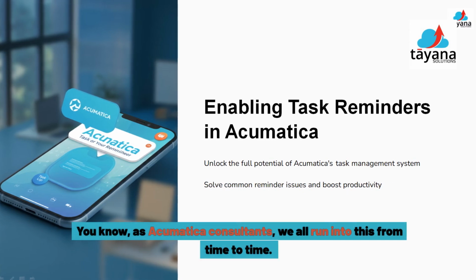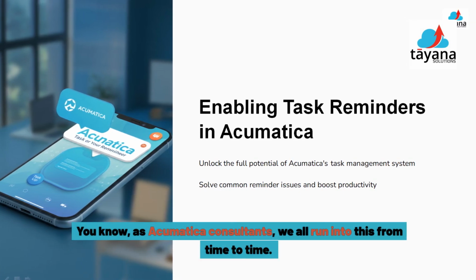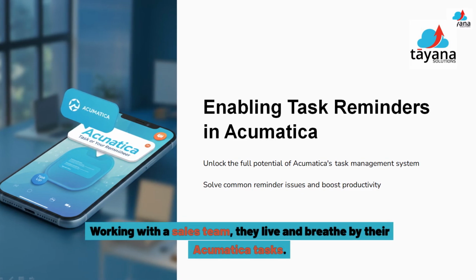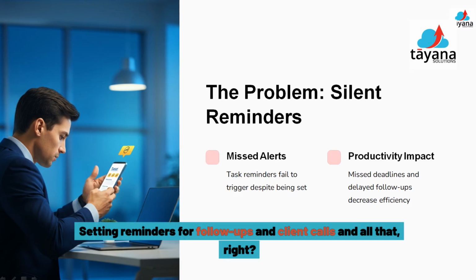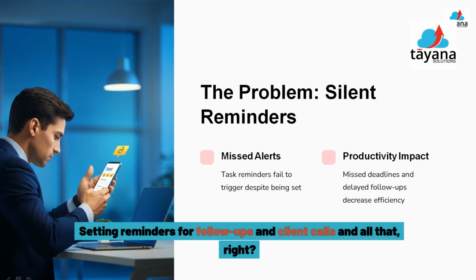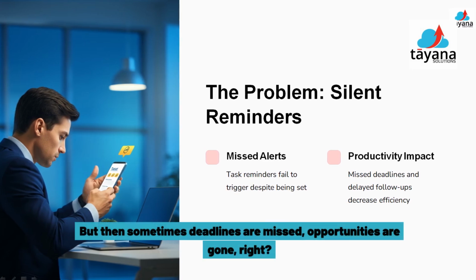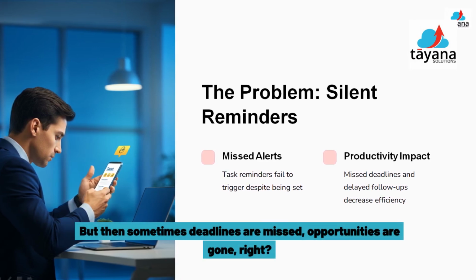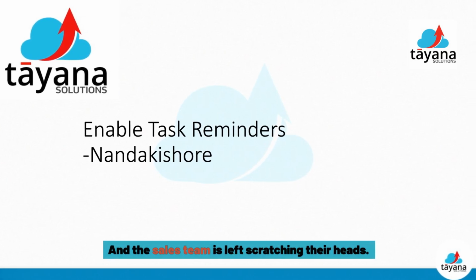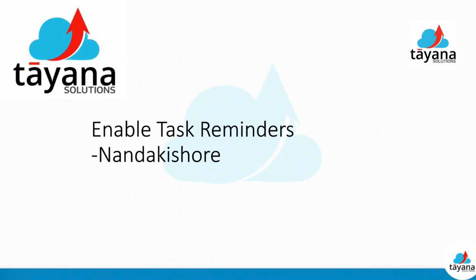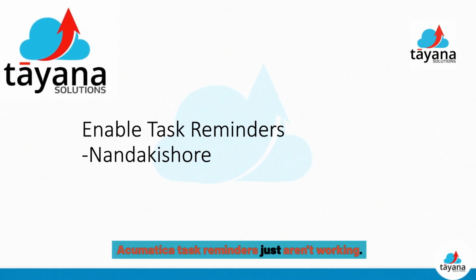As Acumatica consultants, we all run into this from time to time. Working with a sales team, they live and breathe by their Acumatica tasks. Setting reminders for follow-ups and client calls and all that. But then sometimes deadlines are missed. Opportunities are gone, and the sales team is left scratching their heads. What happened? Acumatica task reminders just aren't working.